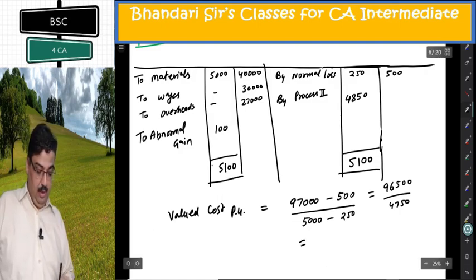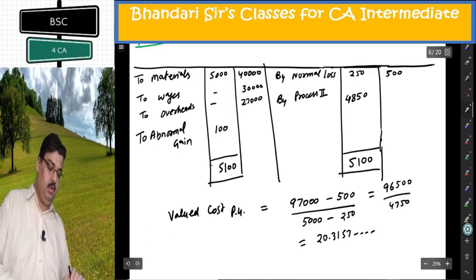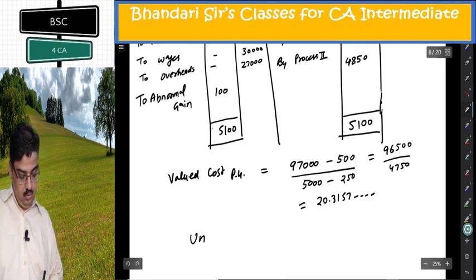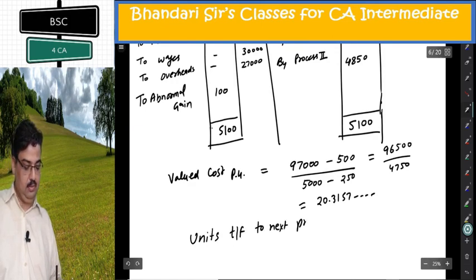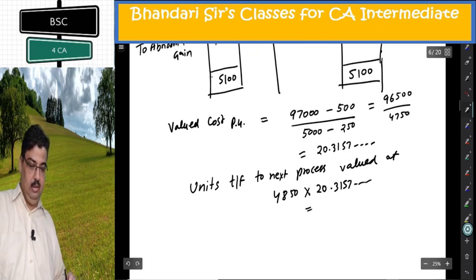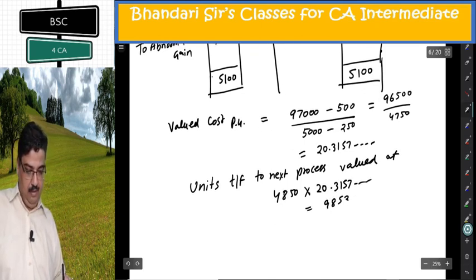This is 20.3157 and so on. When I multiply this with 4850 units transferred to next process, valued at 4850 into 20.3157, this is coming 98,531.58 approximately.